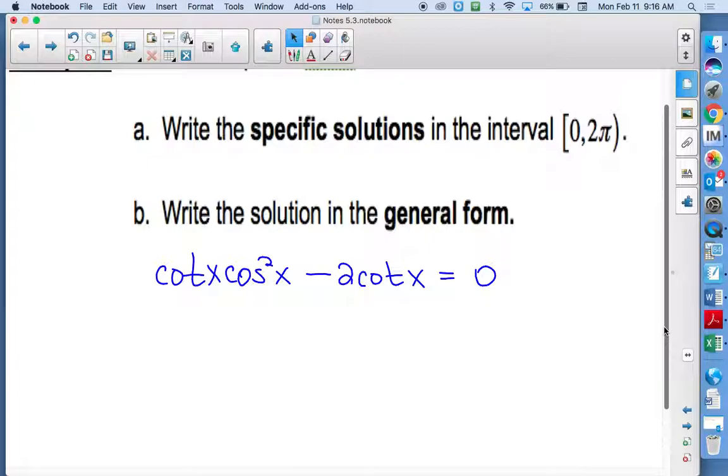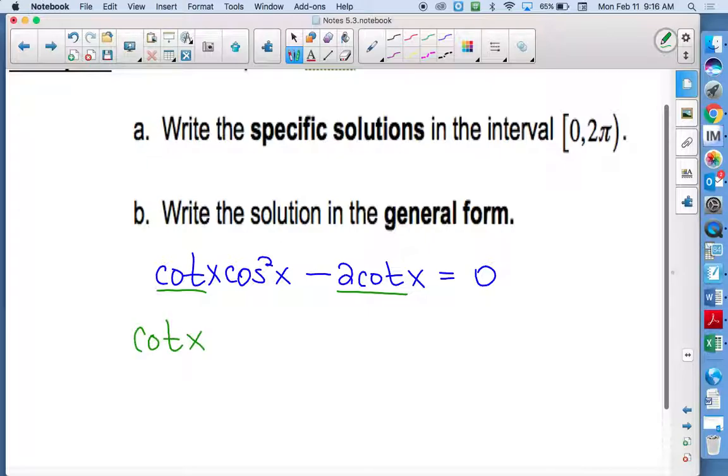Jake? You can take out cotangent. Yeah, we can take out a cotangent now. They have something in common. And if we can take out what they have in common, generally when something is in factored form, we can then solve for each of those pieces. So they both have a cotangent in common. We'll take out a cotangent. Jacob, what is left after we take out that cotangent? Cosine squared x minus 2. Yeah, now we have a cosine squared x and a minus 2.